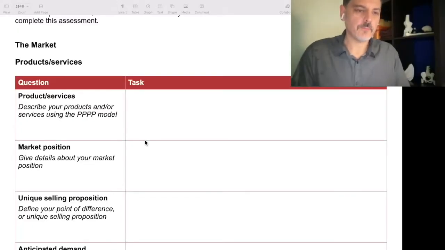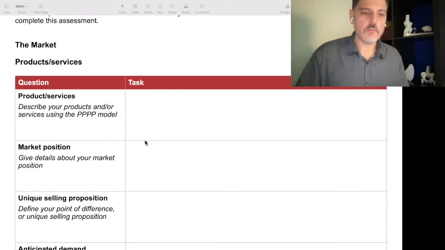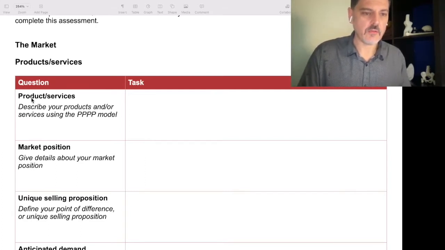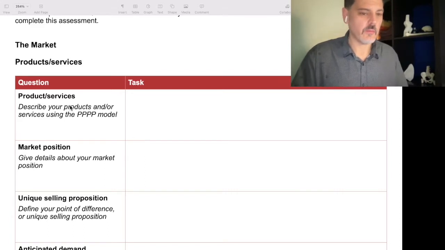Okay, the market. So, products and services. You might have decided to take a look back at your original assessment, AT1, and you will see some products and services that you might have listed there. Describe your products and services using the PPP model. I hope I put enough P's and not too many.